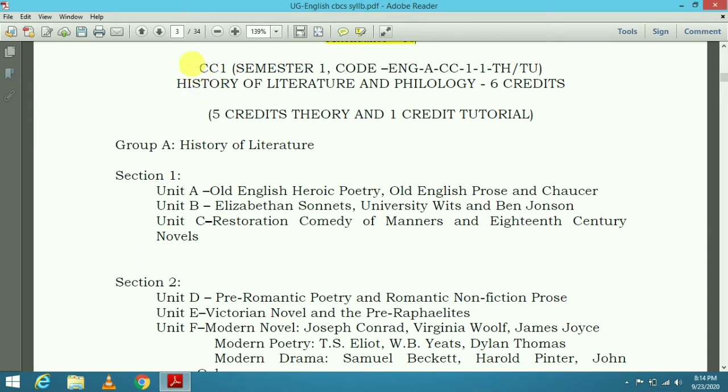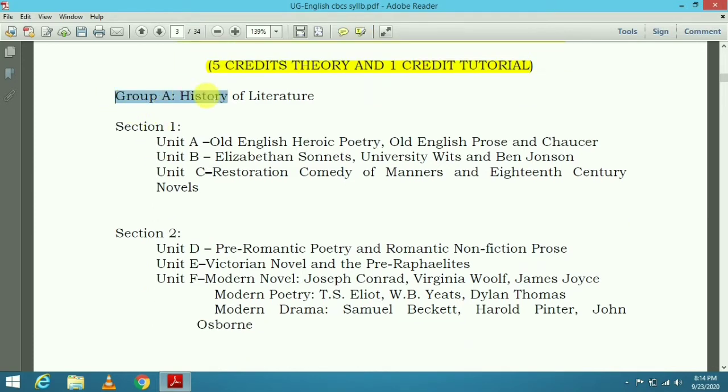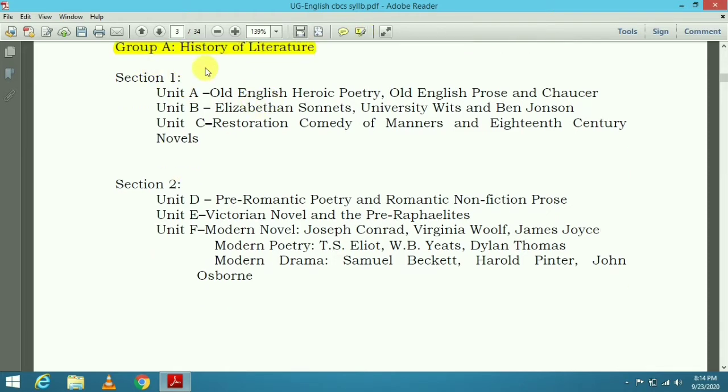So this is the detailed syllabus of CC1. CC1 means, as you know, core course 1, which is history of literature and philology. Here you have 5 credits theory, that means writing, and 1 credit for tutorial. Group A, you have history of literature. You have to study history of literature, and under this group A comes section 1 and section 2, and under section 1 come units. Let us look at the units. In unit A you have old English heroic poetry, old English prose and Chaucer.